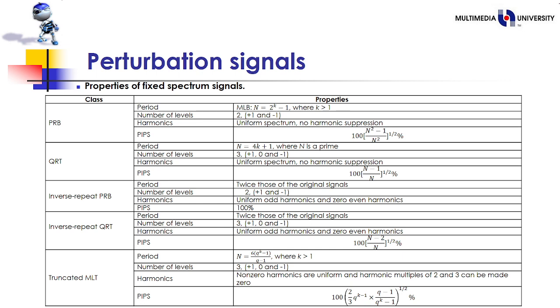QRT: number of levels equals 3, harmonics uniform spectrum, no harmonic suppression. Inverse repeated PRB: number of levels equals 2, harmonics uniform odd harmonics and zero even harmonics, PIPS 100%. Inverse repeated QRT, period twice those of original signals, number of levels 3, harmonics uniform odd harmonics and zero even harmonics. Truncated MLT, number of levels 3, non-zero harmonics are uniform and harmonic multiples of 2 and 3 can be made 0.